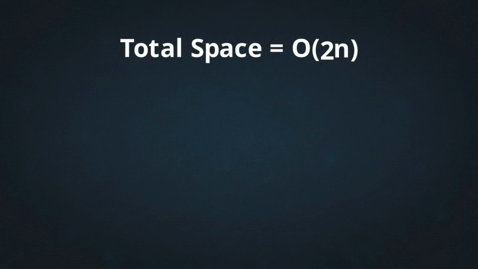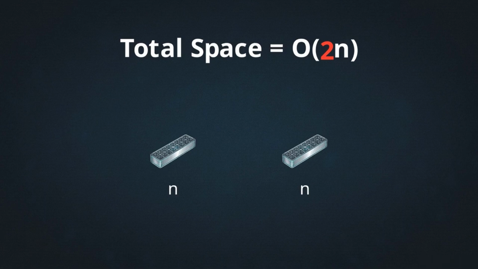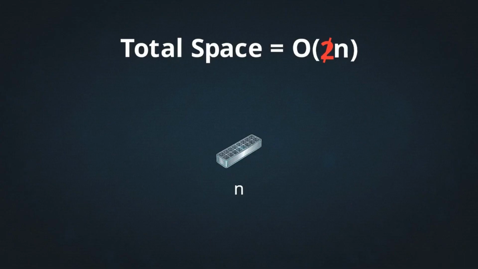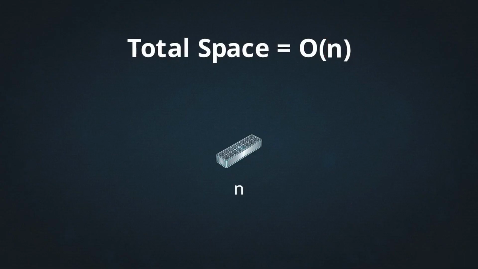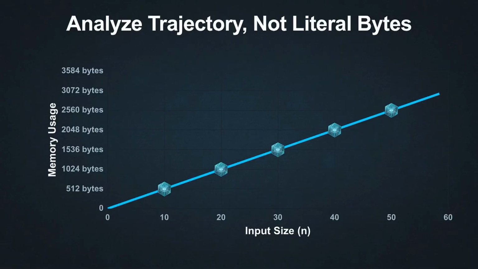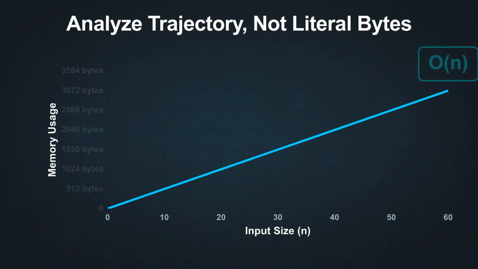When calculating the final total space, we drop constant multipliers. An algorithm using 2 arrays of size n technically uses 2n memory blocks, but we express that simply as O of n. We analyze the trajectory of the memory growth, not the literal byte count.